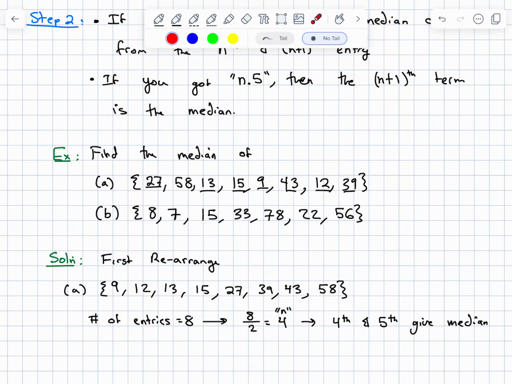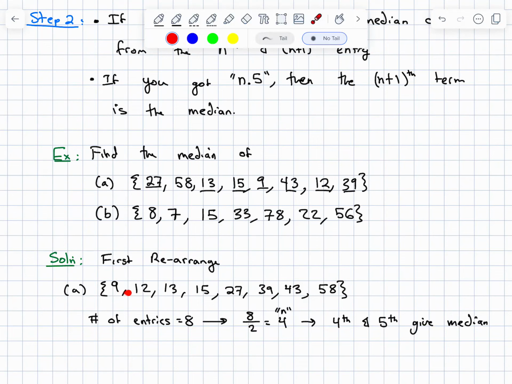So when you get a whole number, that's your n value. When you get a whole number, it means the n and the n plus 1. So in this case, n was 4, so the 4th and the 5th. If n was 6, we get the 6th and the 7th. If n was 100, the 100th and the 101st. So on and so forth.